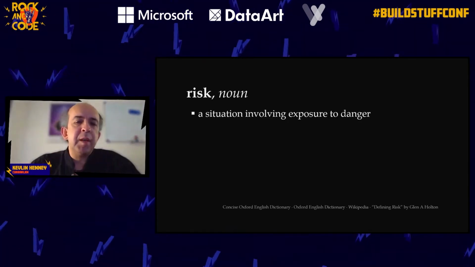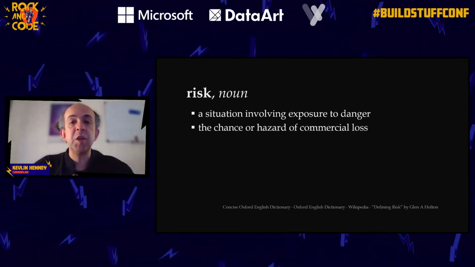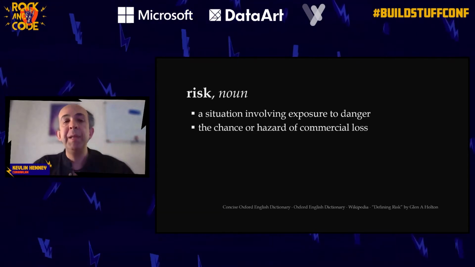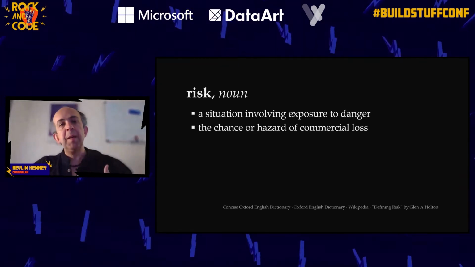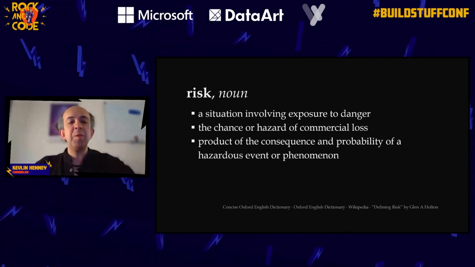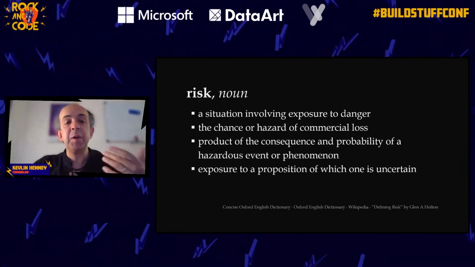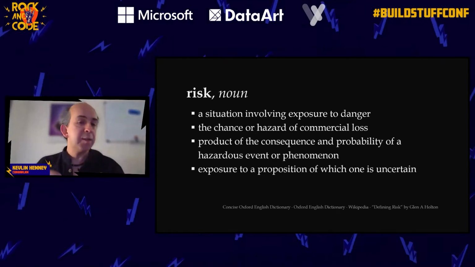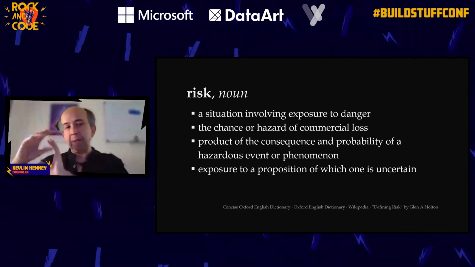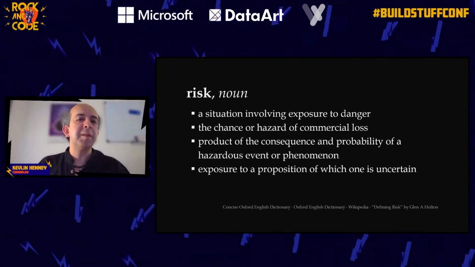What is risk? There's a number of definitions. Situation involving exposure to danger. The chance or hazard of commercial loss. Notice here there is this idea of probability, but it's two aspects. It's your exposure to the probability, the product of the consequence and the probability of a hazardous event or phenomenon. More formally, exposure to a proposition of which one is uncertain. So in other words, risk is not simply something that is bad. It is not simply something that has a probability. It is being exposed to that. It is what is the probability terrible things happen.